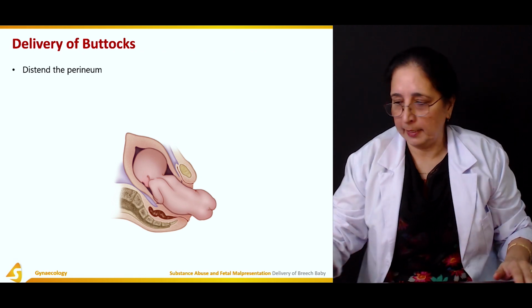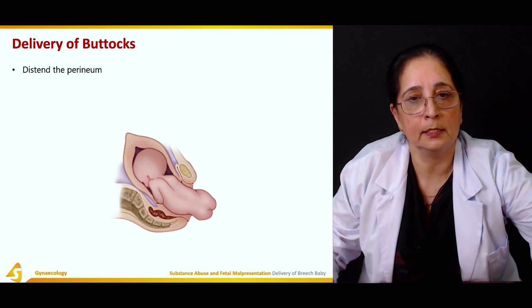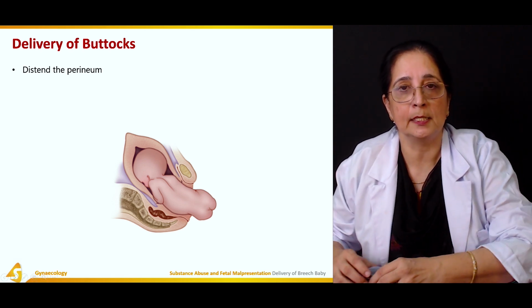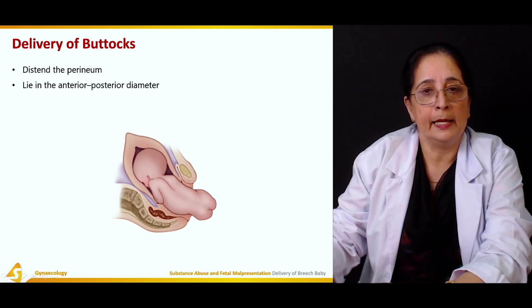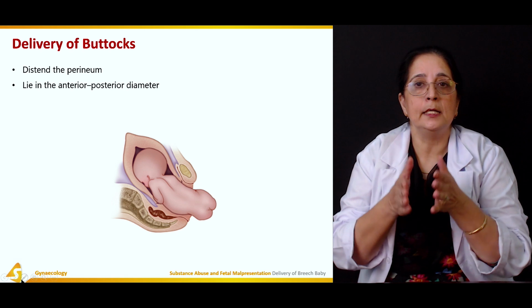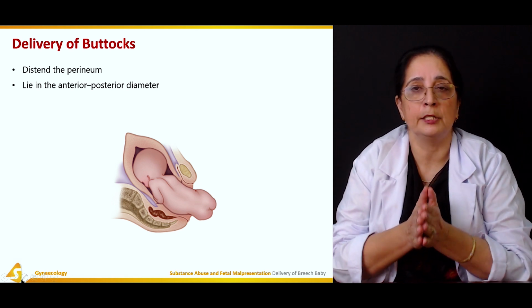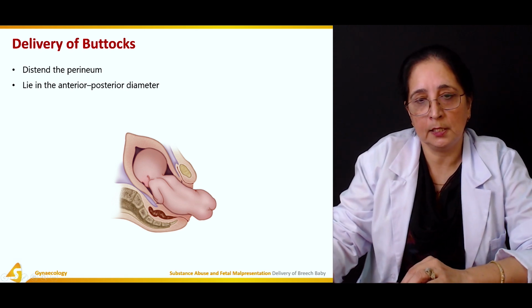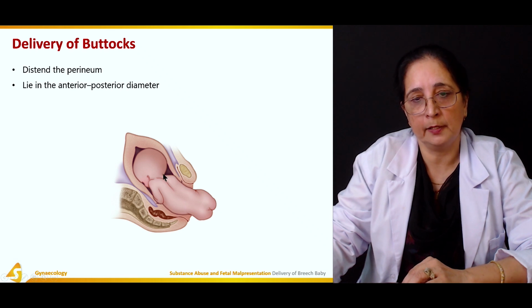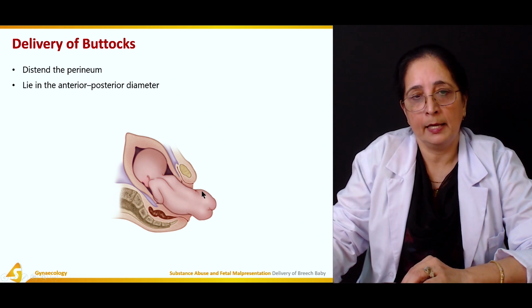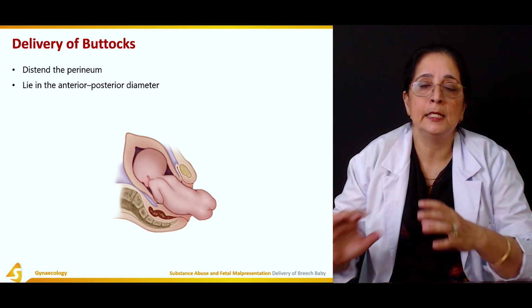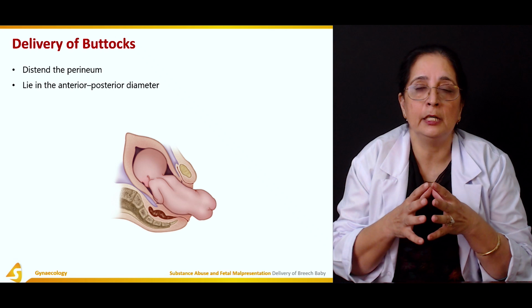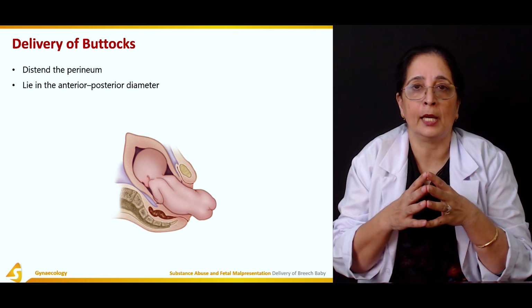Distend the perineum. So in this, the perineum is distended with the buttocks, and they lie in the anteroposterior diameter. If you see, this is the anteroposterior diameter, and it distends the perineum. The perineum is the area surrounding the anus and the vagina.